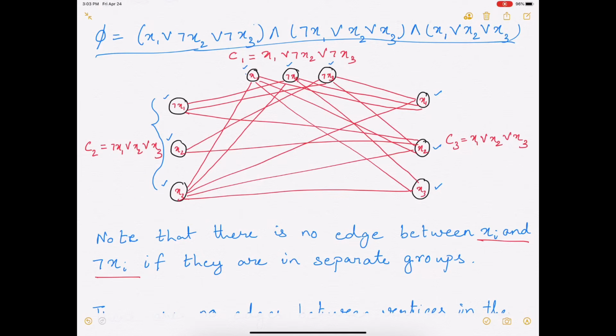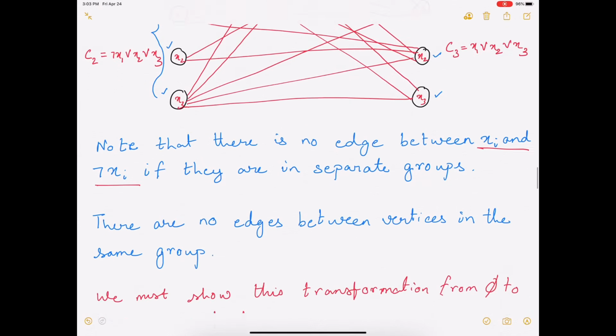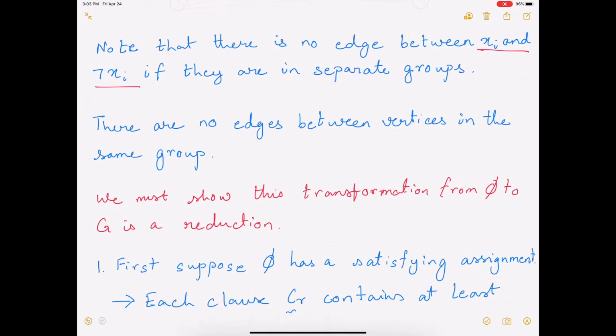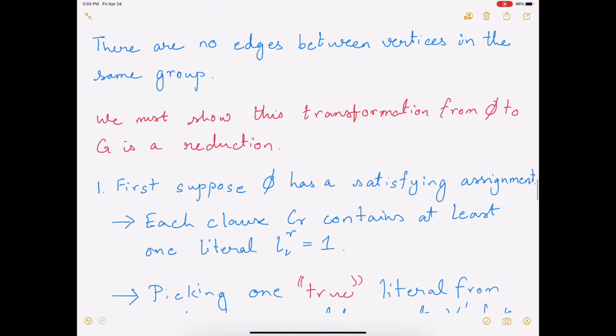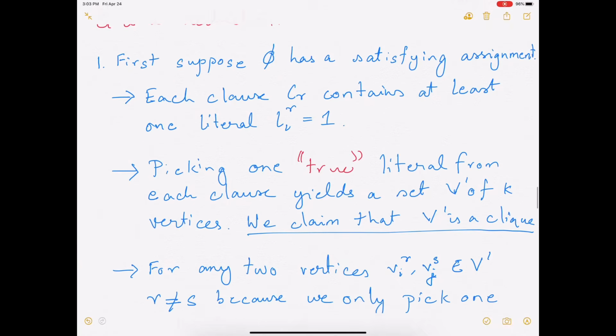Now we have to show that this transformation from phi to G is a reduction. Let's look at how we prove this. First, we have to prove that if phi has a satisfying assignment, G has a clique of size k. That's the first direction. The other direction is that if G has a clique of size k, phi has a satisfying assignment.